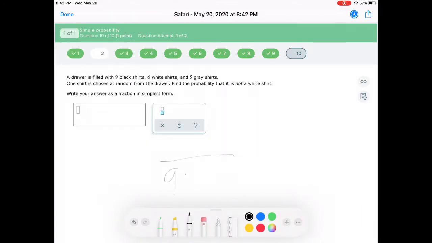So we've got 9 plus 6 plus 5. That's a nice number of 20. Quick reminder of compatible numbers. 6 plus 5 gives me 11. And then 11 and 9 are compatible numbers that give us a nice even 20 there. All right, so now the question is, what's the probability that it is not a white shirt?